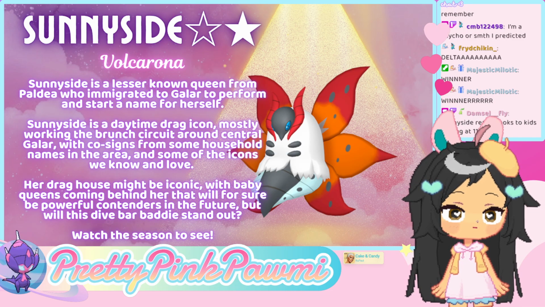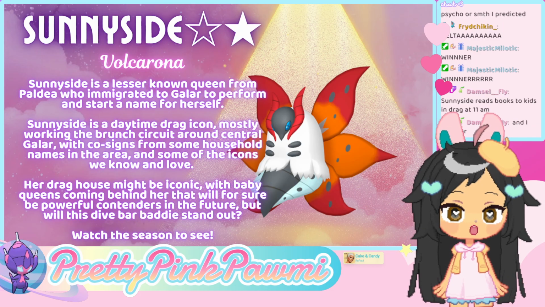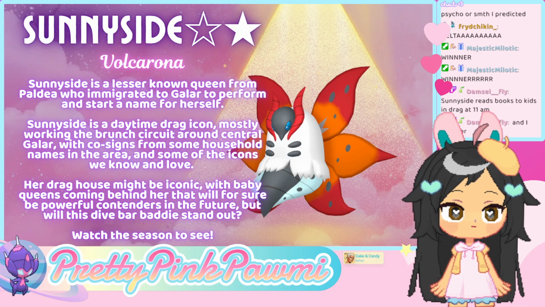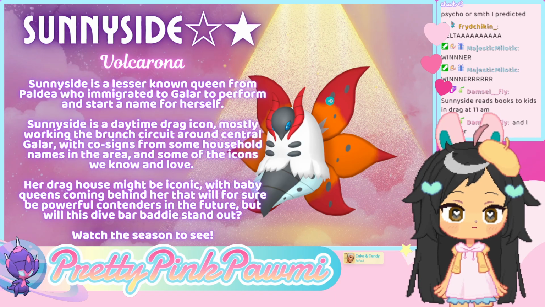Sunnyside is the Volcarona that we use in Masuda Hunt Hump Days. So every time I am Masuda hunting in Pokemon Shield, she's the one on the team. I recently named her Sunnyside.